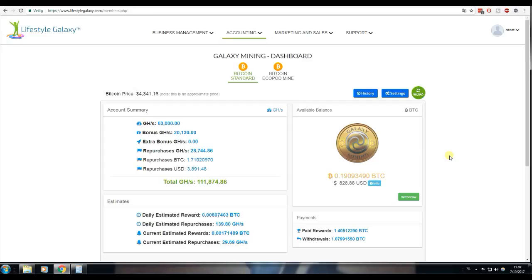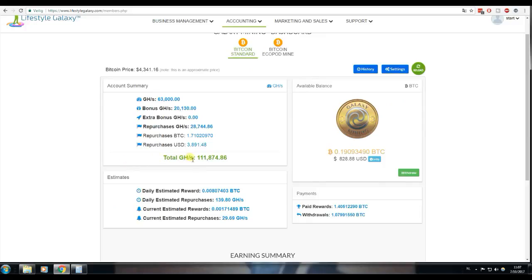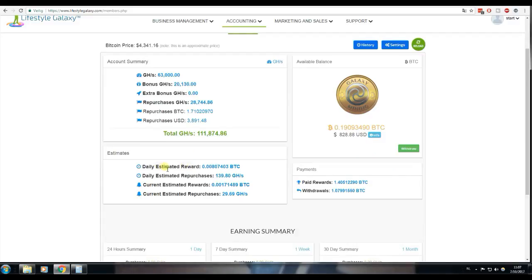So today we're going to take a look at what my Bitcoin mining contracts earned for me the past 7 days. Today is the 7th of October. The Bitcoin price is currently at 4,341, so it's going up a little again. Total gigahashes is 111,000. The daily estimated reward is 0.008 for me. So it stays steady around 0.01.